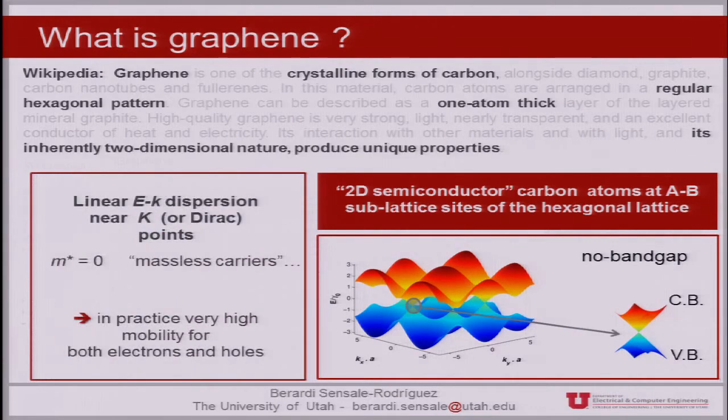Okay, and one can see that these characteristics lead to some unique properties. One of them is that because of the linear E-k dispersion, both types of carriers have zero effective mass, so they are massless. This means in practice that we can achieve very high electron mobility for both types of carriers, electrons and holes. And because of the symmetry of the structure, all the properties are symmetric between electrons and holes.